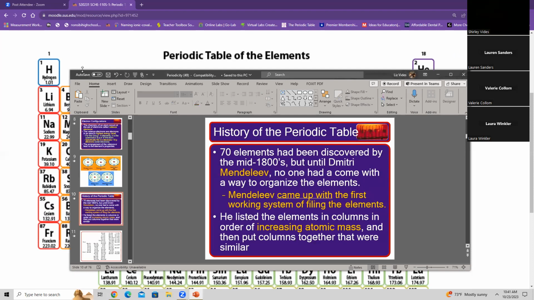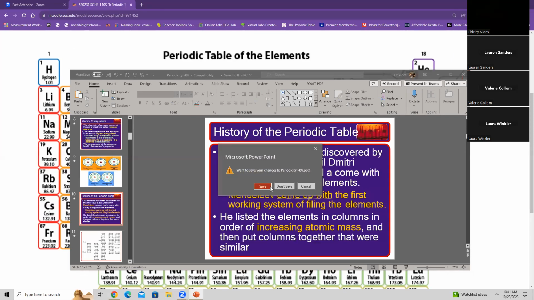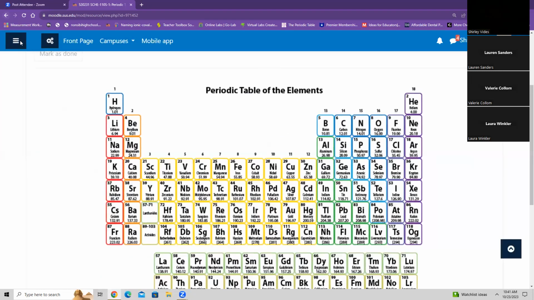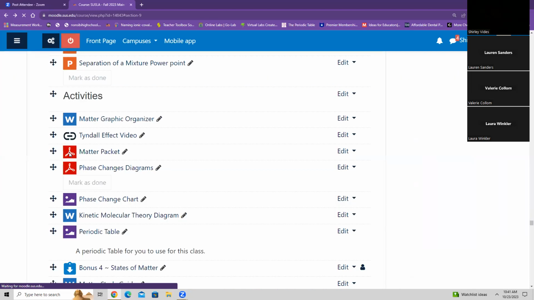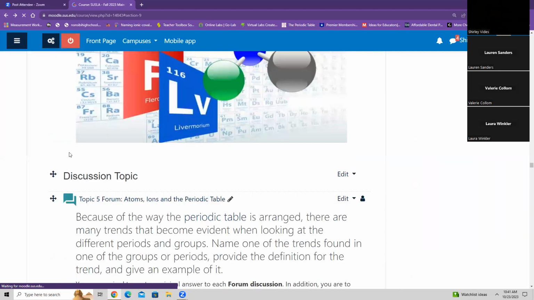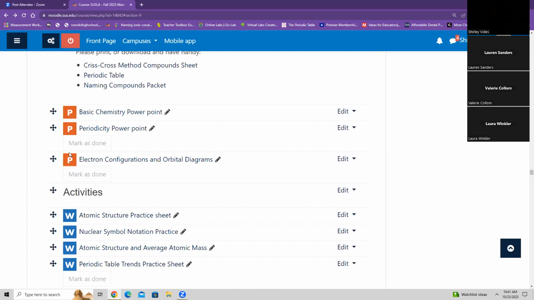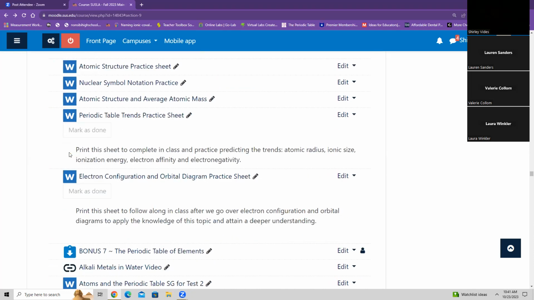So for this part, we will need a sheet. Yep, go back and get the sheet. Okay, the sheet is called Electron Configuration Practice, and it also does orbital diagrams right here.